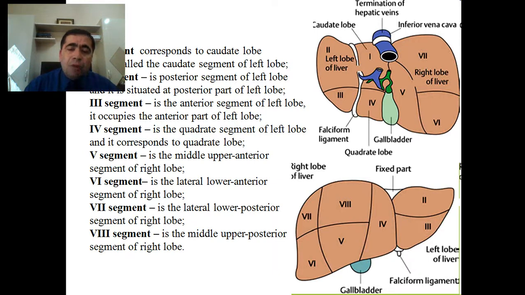The segments of the right lobe can very easily be explained on the diaphragmatic surface. You have to look at this picture. The fifth segment is the middle upper anterior segment of the right lobe. Sixth segment is the lateral lower anterior segment of the right lobe. Seventh segment is the lateral lower posterior segment of the right lobe. And the eighth segment is the middle upper posterior segment, this one, of the right lobe.